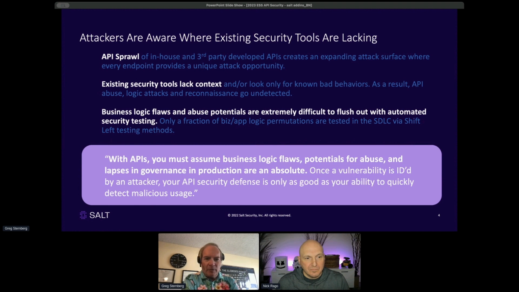Let's see, and I'll let Nick talk about the other two here. Kind of touched on the whole business logic one as well, but that's actually a pretty big one.